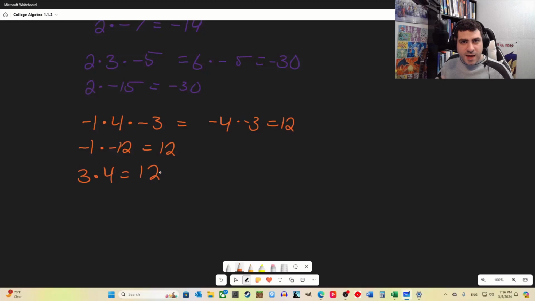Do you see a pattern? When you have one negative number, you will always end up with a negative number in your product. When you have two negative numbers in the expression, you will end up with a positive number in your product. If you have three negative numbers in your expression, you will have a negative number. If you have four negative numbers in your expression, you will have a product with a positive number.